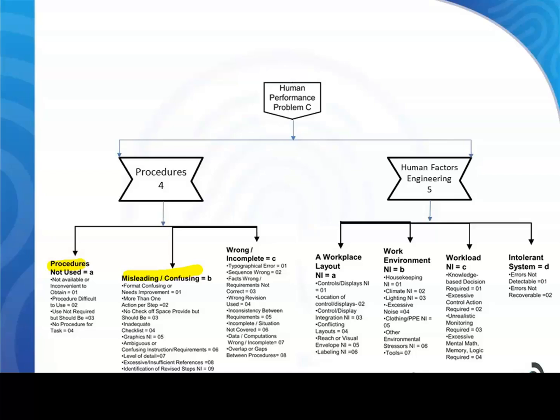It says, make sure valve 15 is in the open position. So now my step number four is to make sure that valve 15 is in the open position. But when I get there, it's closed. What do I do? Well, I'm using it. It's not confusing or misleading. It's telling me what to do. The problem is that it's wrong or it's incomplete because I don't know what to do now.